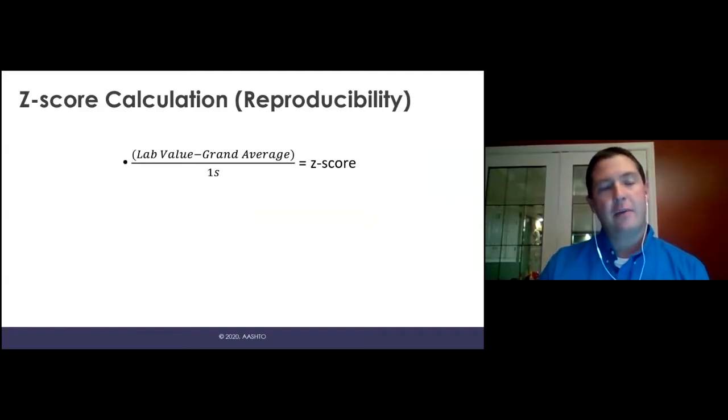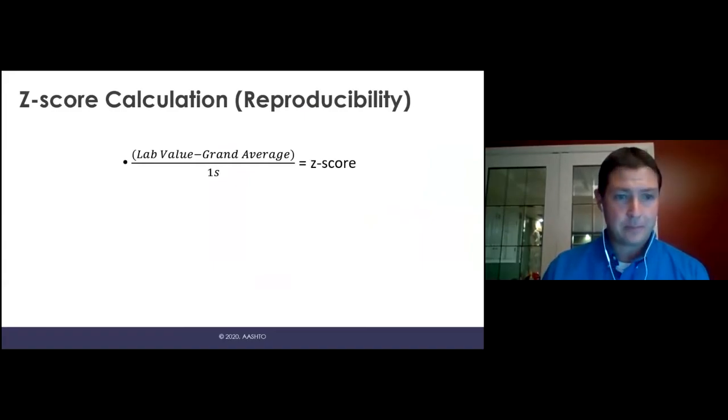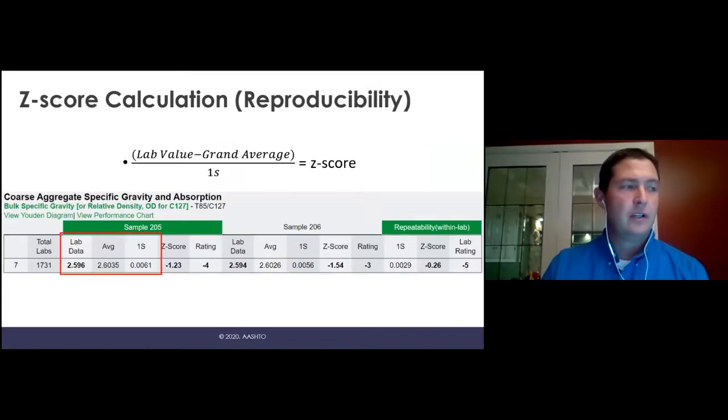Okay, the next thing I want to focus on is actually performing that calculation for the z-score and the ratings. And I think this is going to address that question that we had in the chat box, Kim. So here's the calculation. It's the lab value and the grand average. You subtract the grand average from the lab value, and then you divide it by the standard deviation, and that gives you your z-score.